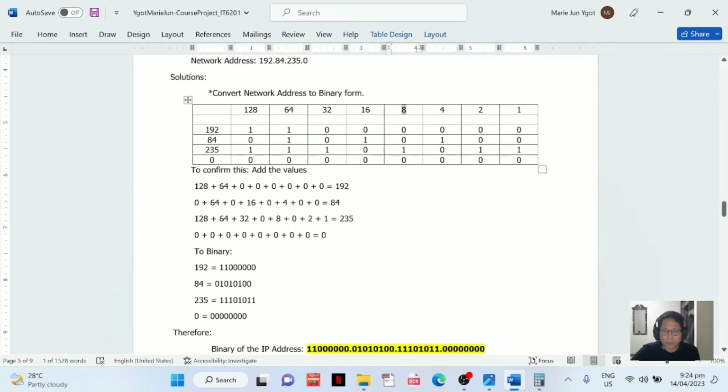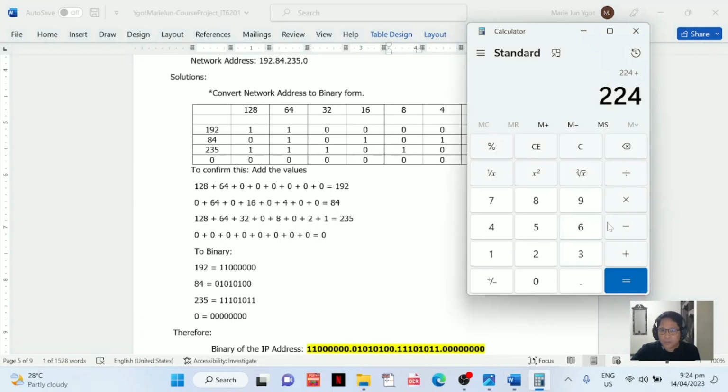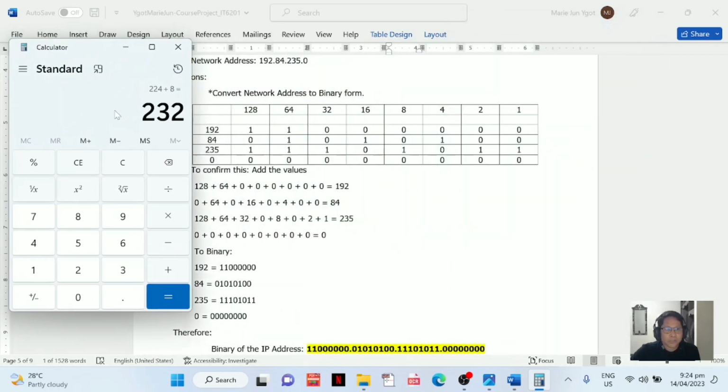Yes, we have, that's why we put 1 here. So let's add 8 plus 8 equals 232. So we have 232. Since we need 235, we only need 3. So that's why in 4, can we use 4? No, that's why it's a 0 here.